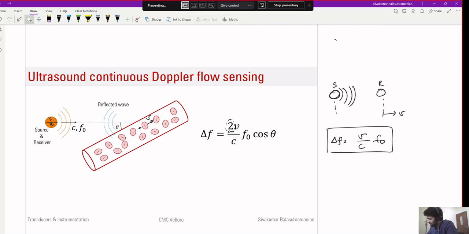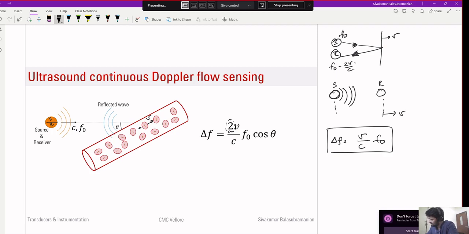This will be the same, for example, if you had the source and the receiver here, both stationary, but this is moving with the velocity. Here, if this is f naught, what will be received here will be f naught minus 2v by c.